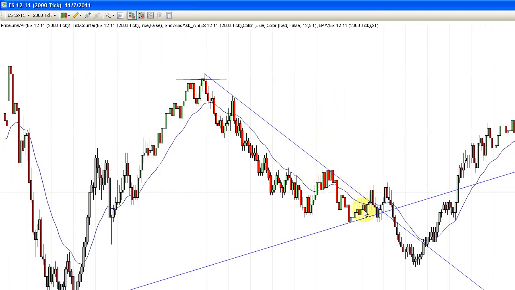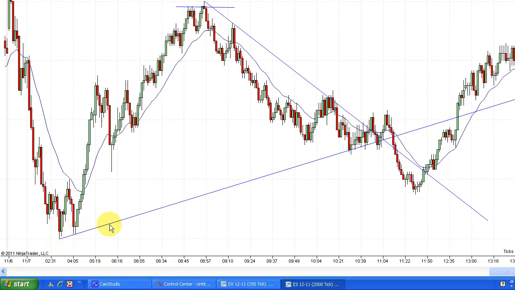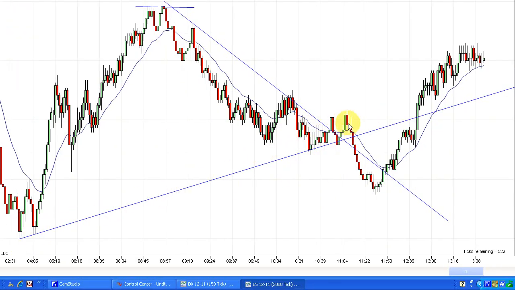Now, I wanted to show you this one because this is a great example. We had this trend line coming up here, and normally we want to try to get long off these trend lines. But why didn't we want to get long off this one?